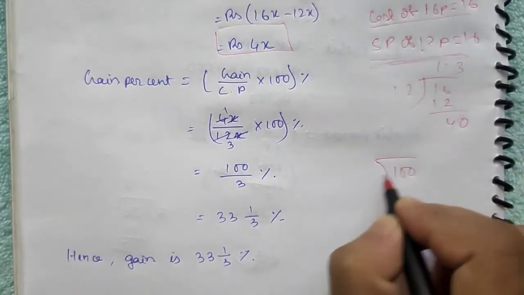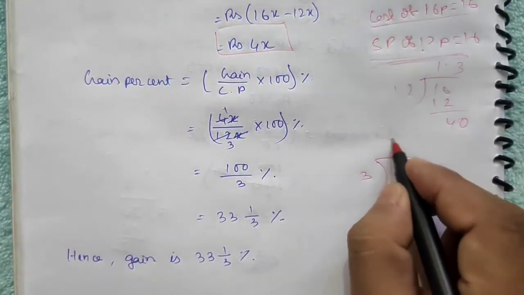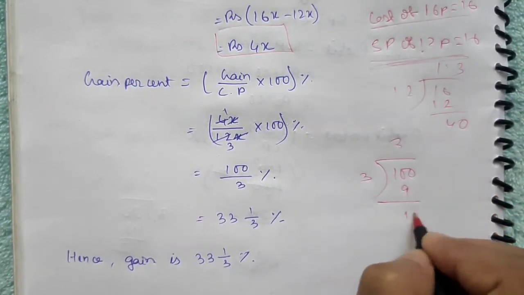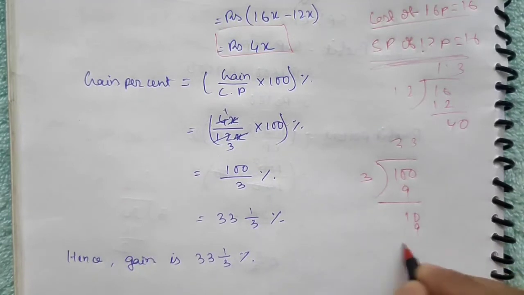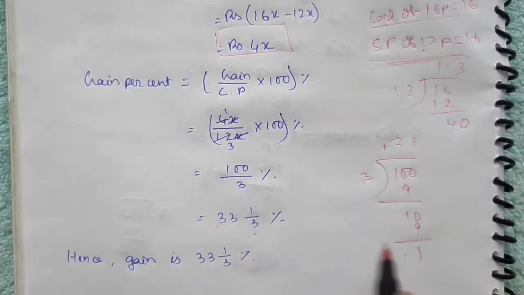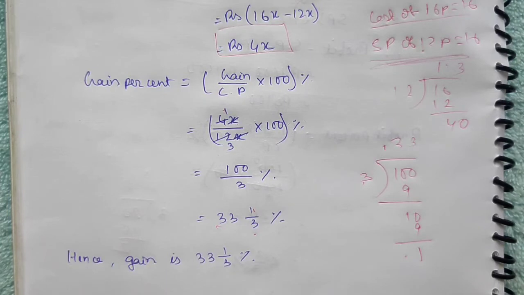Look, 100 divided by 3. 3 into 3 is 9. 103 into 3 is 9. Then again 1. So 3, this is 33, this 1 is here. I hope up to this it is clear to you. Very good. So we'll write the gain is 33 and 1 by 3%.